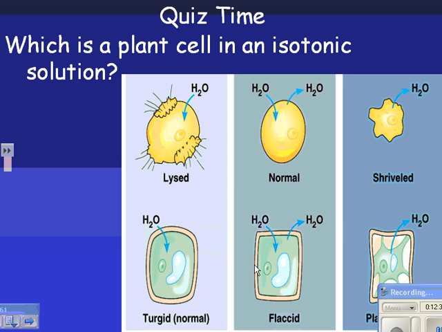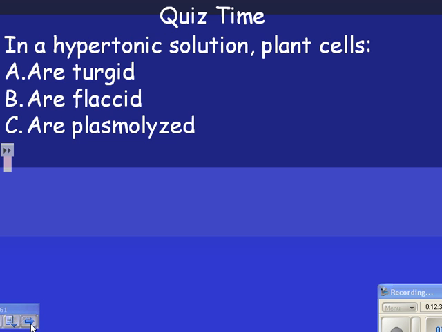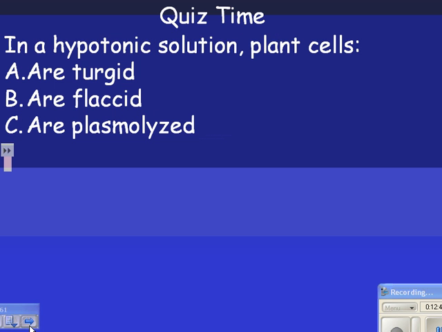How about a plant cell in an isotonic? Here it is. It's not doing awful, but it's flaccid. Not super great for the plant. In a hypertonic solution, plant cells are plasmolyzed.